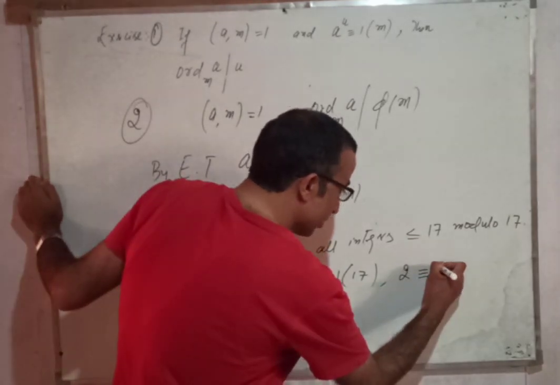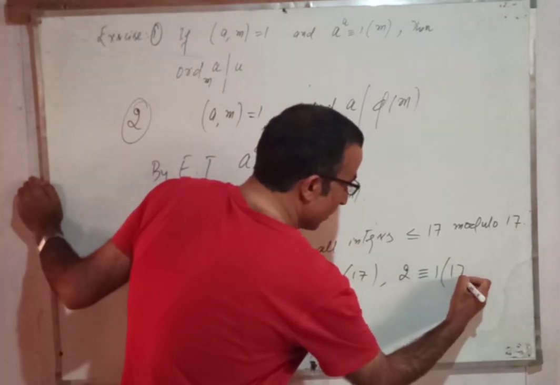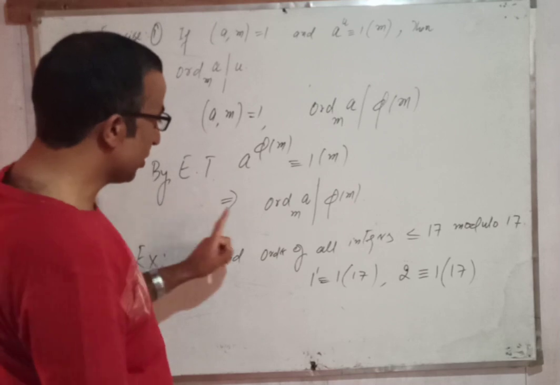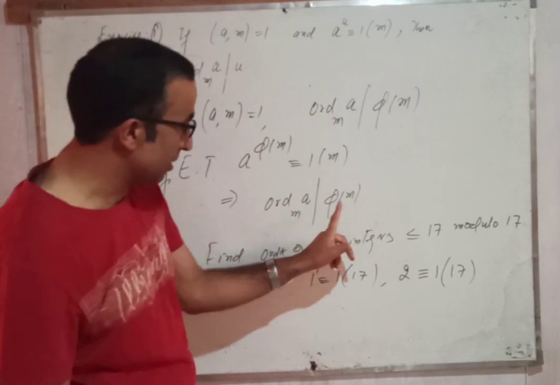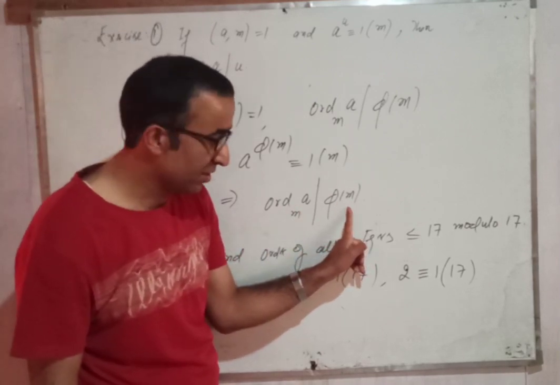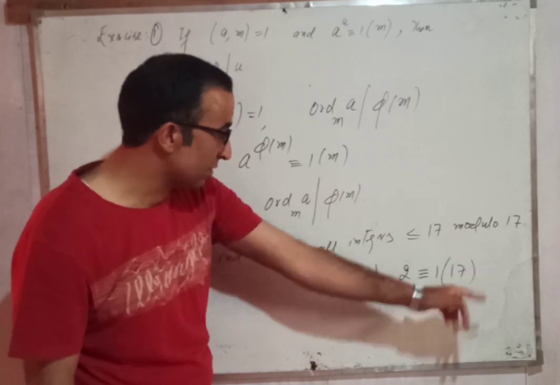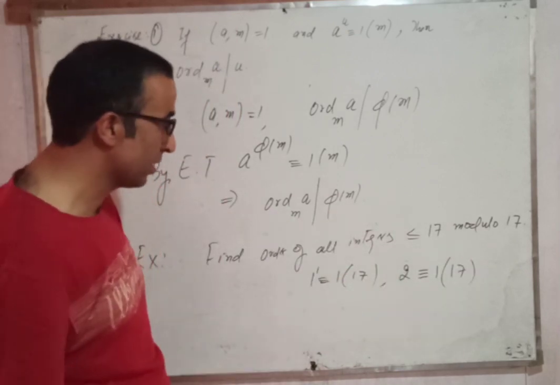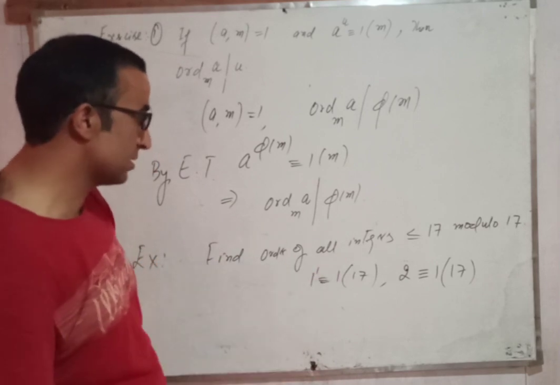2 must be congruent to 1 modulo 17. 2 power something. What must that power be? This tells us that the power must be among the divisors of phi of m. Here m is 17. What is phi of m? That is 16, because 17 is a prime number. So phi of 17 is 16.